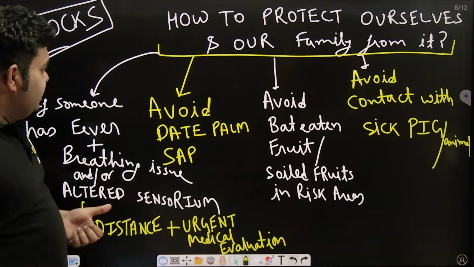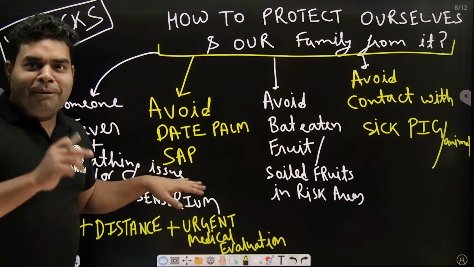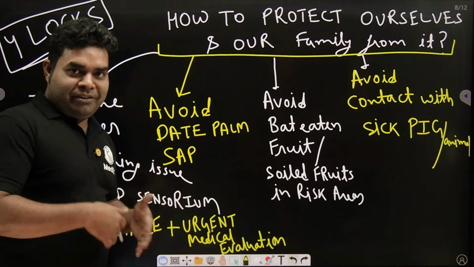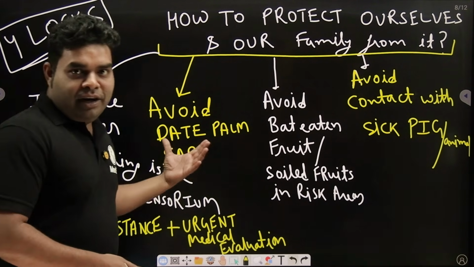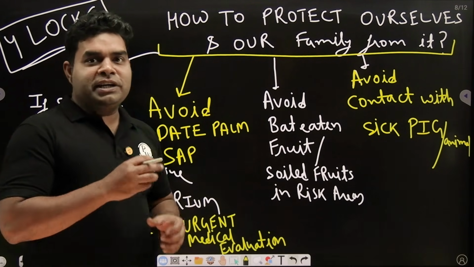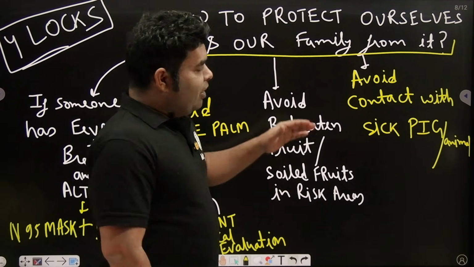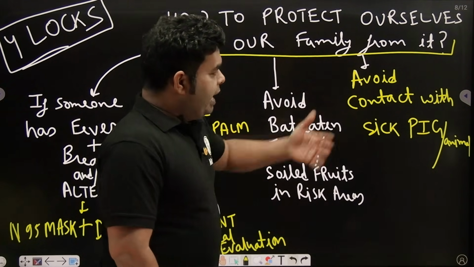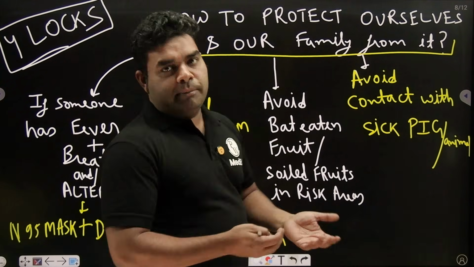Of course, the first thing is to avoid drinking date palm sap when the outbreak is there. Especially in West Bengal, you should not drink tadi or date palm sap. Avoid those fruits which are eaten by bats or any bird. If you see a bite mark, don't eat that fruit. And avoid contact with sick pigs or sick animals.